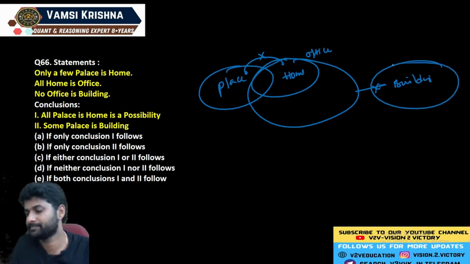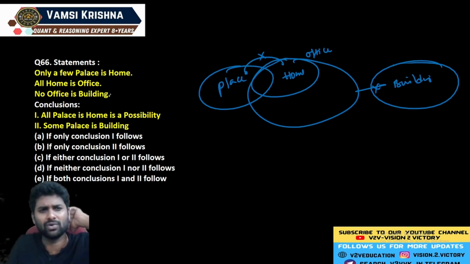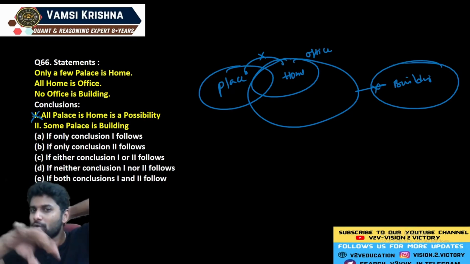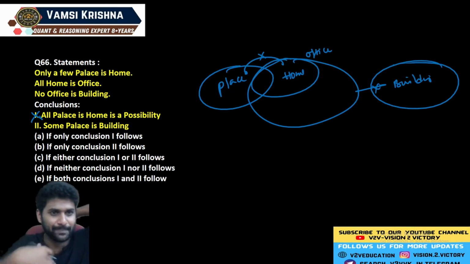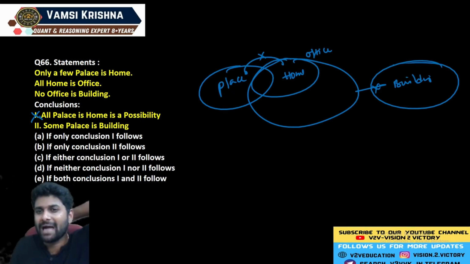So this is a diagram. Conclusions here. All palace being home is a possibility. Is it possible? No. Why? Because only few palaces are home. So we can't place all palace into the home. But we can assume that all home can be a palace. It's possible.